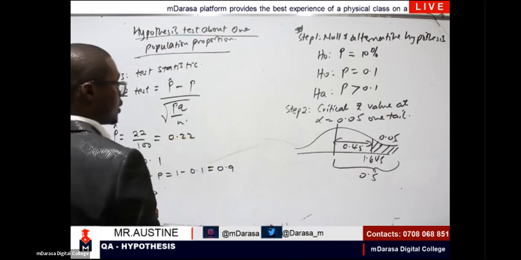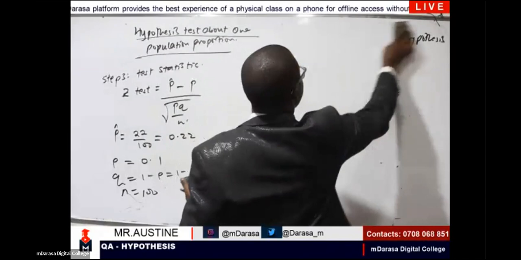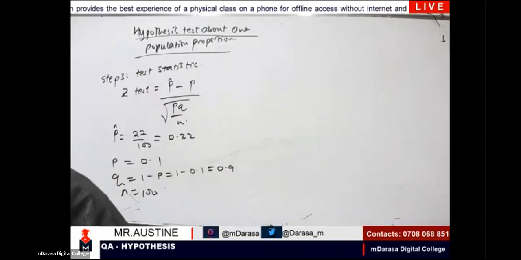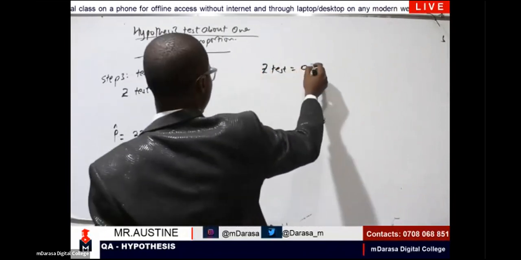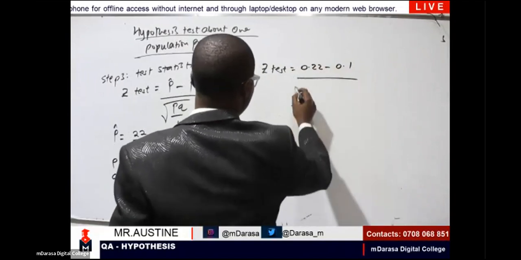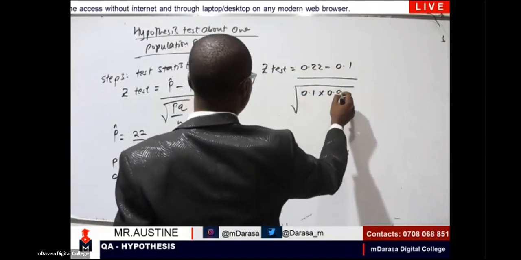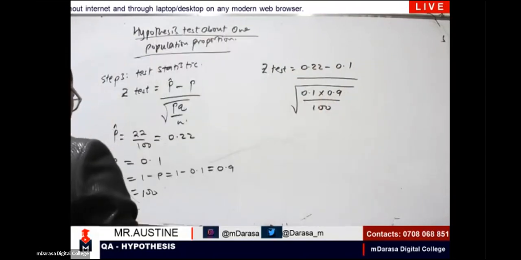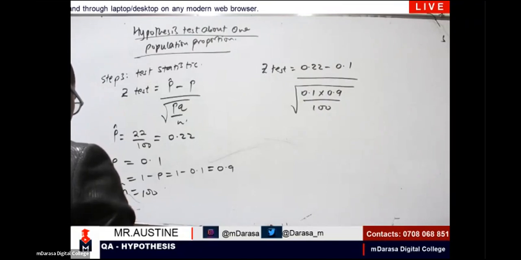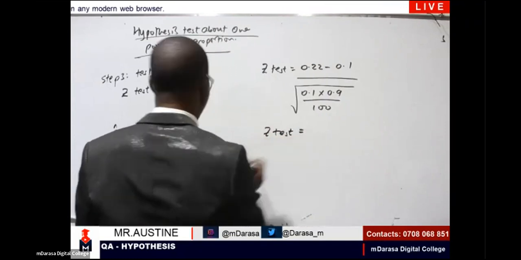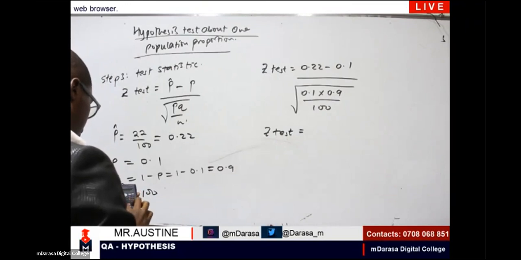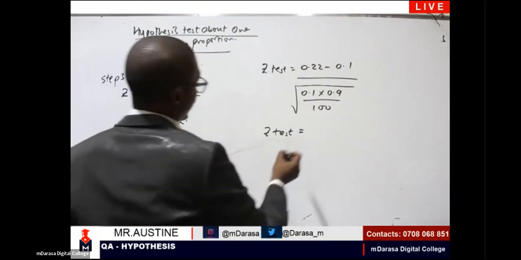So the Z test will be 0.22 minus 0.1 over the square root of 0.1 times 0.9 over 100. So we find the Z test to be 4.